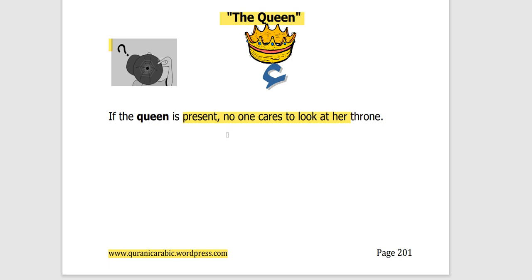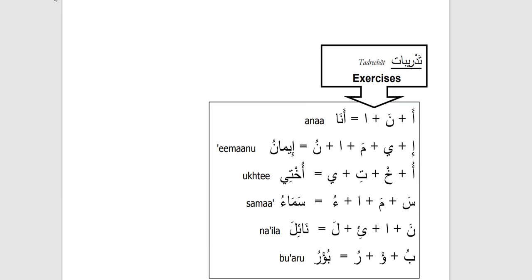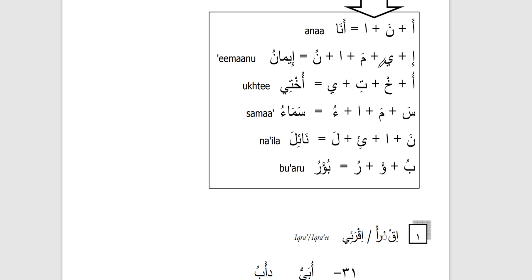Now, if the queen is present, no one cares to look at her throne. So that is the formula for hamza. Now here we will do some random words coming with hamza, such as ana.